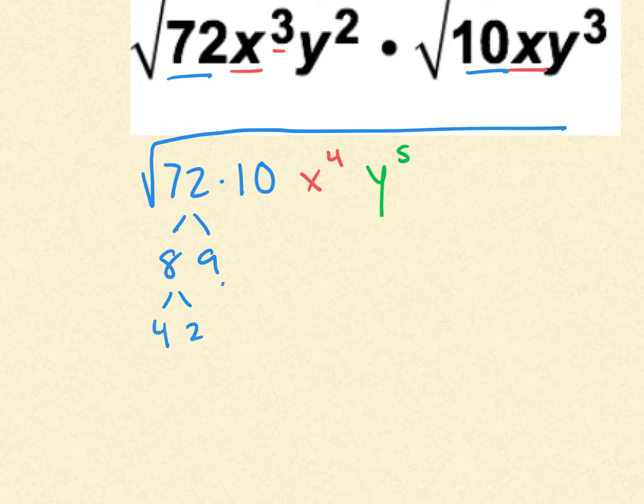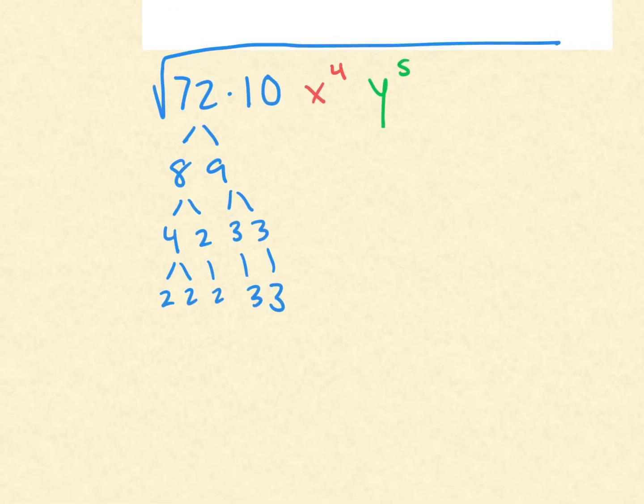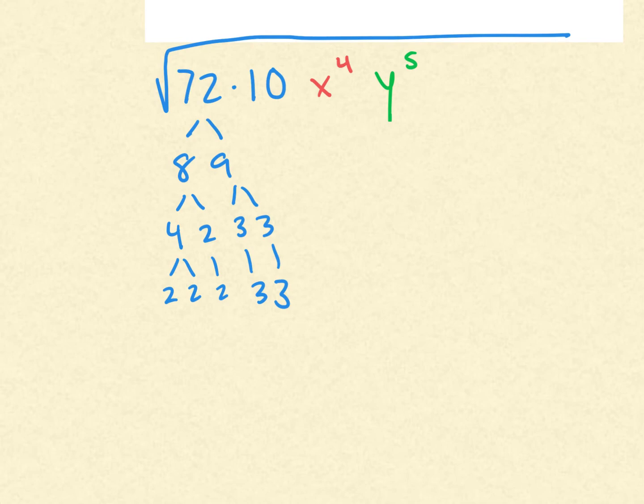4 and 2. And 2 factors of 9? 3 and 3. And 2 factors of 4? 2 and 2 and 2. 3, 3. So I circle groups of how many here? Groups of 2. Remember, when your index is not written.